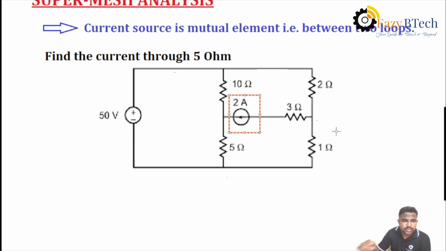Remember here. Then, for example, take the problem: find the current through 5 ohms by applying super mesh analysis. Why? Because in this problem, 2 amperes belongs to two loops, the second loop and third loop. Here, how many loops are there?